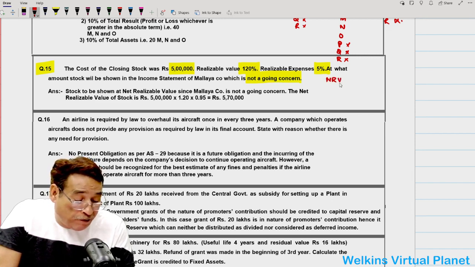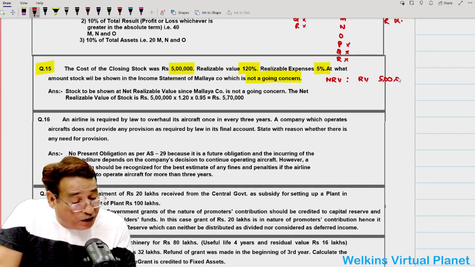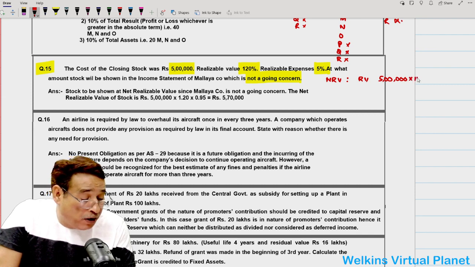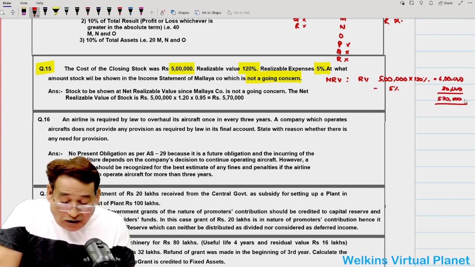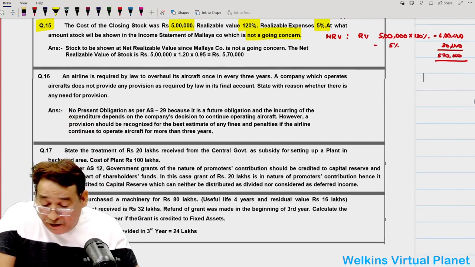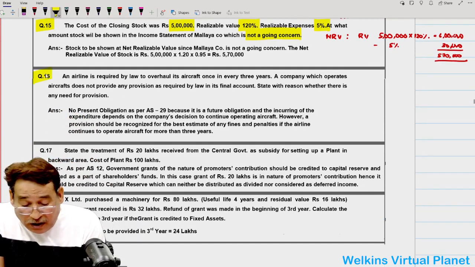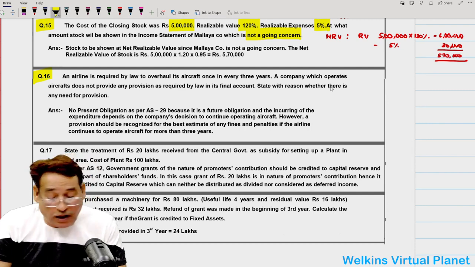Net realizable value. First of all, I will compute the realizable value. Realizable value is 5 lakh into 120%, so 120% of 5 lakh will be equal to 6 lakh. I will subtract 5% realization expenses, which will be equal to 30,000. So 5,70,000 is the amount at which it will be reflected in the income statement and of course in the balance sheet. Question number 16 actually deals with what we call your AS-29.